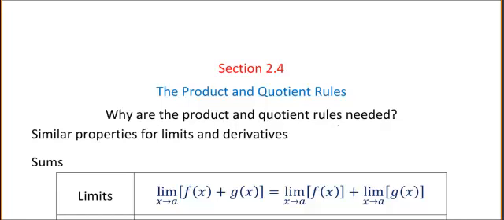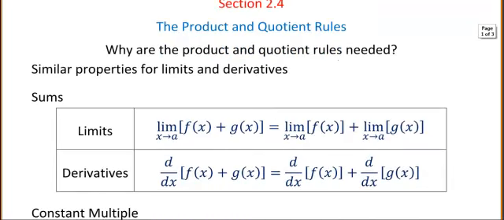In section 2.1, your text discussed the properties of limits. And what we've seen so far is that the derivatives have many similar properties. For example, the limit of the sum of two functions is the sum of the limits. We can take the limits individually and add them up. Well, we can do the same thing with the derivatives. Derivative of the sum of two functions, we can take the derivatives independently and add them up.